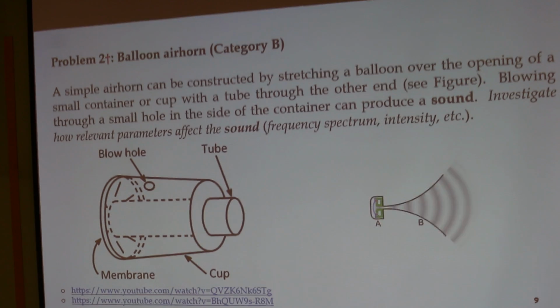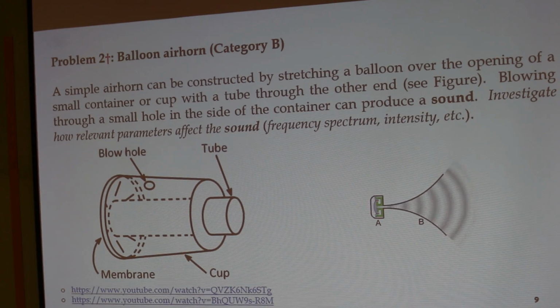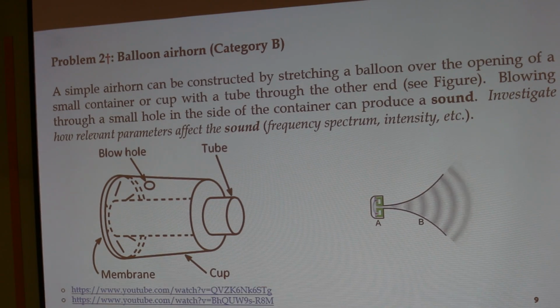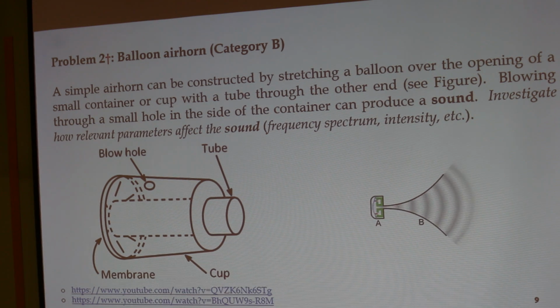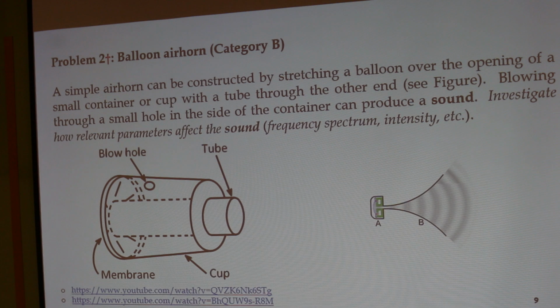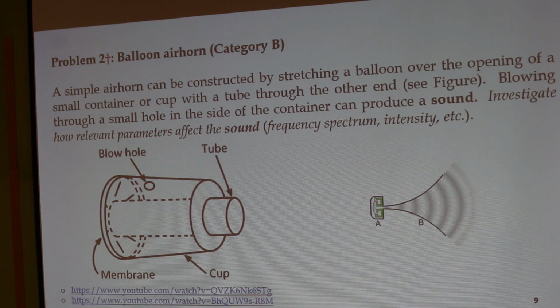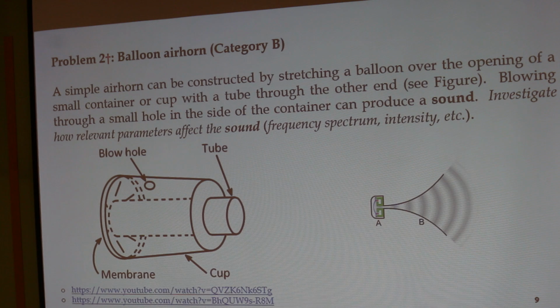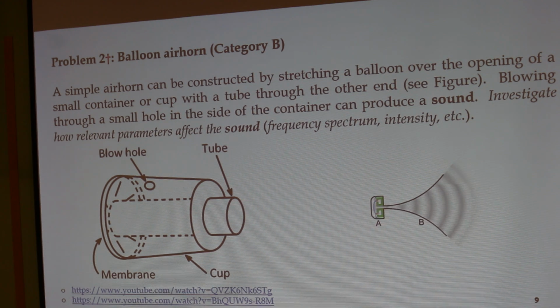Problem number 2, no paper. So for the egg you have one paper. For problem number 2, balloon air horn, no paper. So in this case, later on, if you like, you may come and take a picture of how this is built.